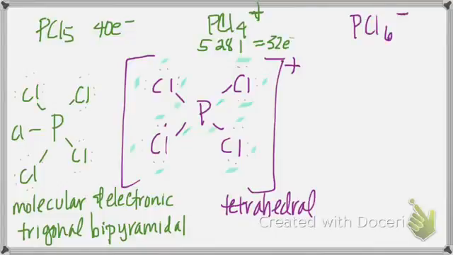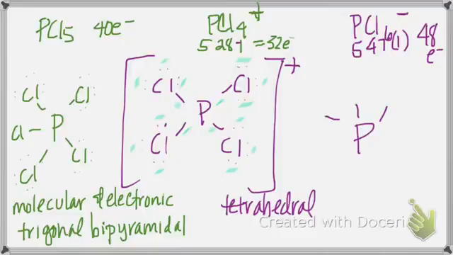So now we've got 5 for phosphorus, and then 6 times 7 is 42. And then we have a negative charge, so we need to add another electron for that. So this one we took away. So we should get 48 electrons that we need. So we're going to draw the P and give it 6 chlorine.